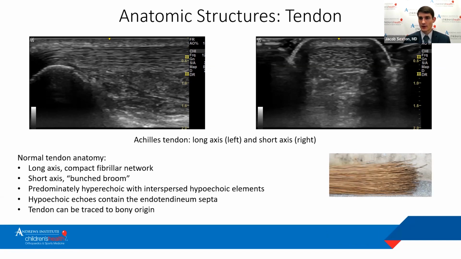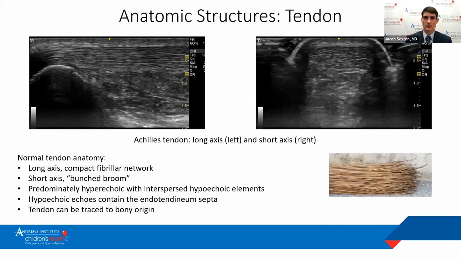It's predominantly hyperechoic, which actually has the collagen and elastin components. And then it's interspersed with the hypoechoic elements, the endotendineum septa, which has the blood supply and the neurovascular components within the tendon. The other thing when thinking about tendons, whenever you're initially starting with diagnostic ultrasound, you're like, I think I'm on a tendon. How do I know if I'm 100% on a tendon?